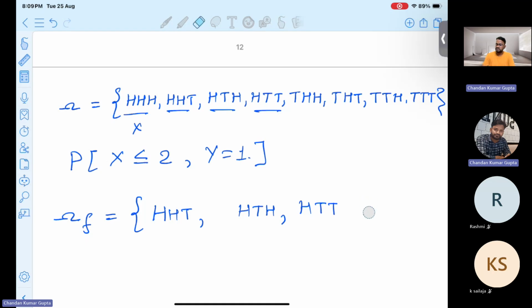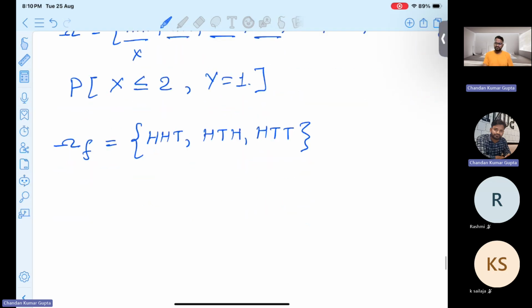So these are the only three possible outcomes. Let me write it in a better manner: head, head, tail, head, tail, head, and head, tail, tail. These are the only three possible outcomes in our favor for y equal to 1 and x is less than or equal to 2, because for x equal to 3 we have h, h, h. So we have three possible outcomes.